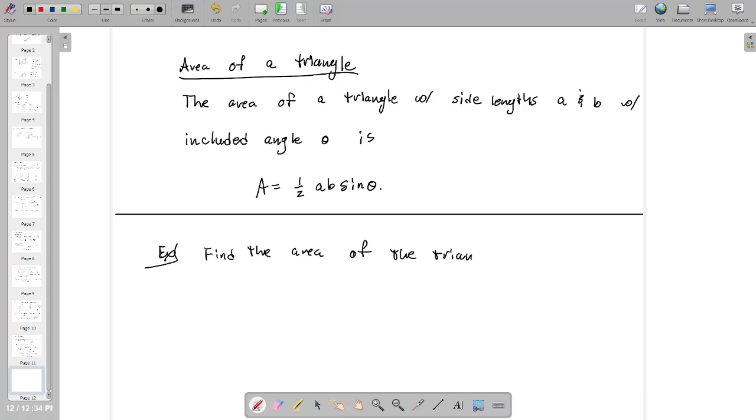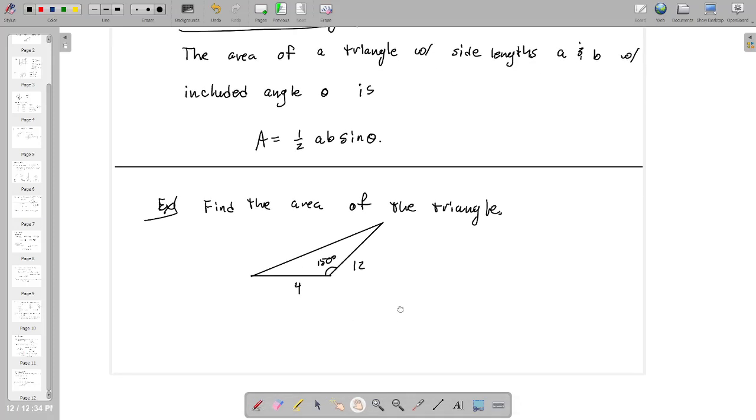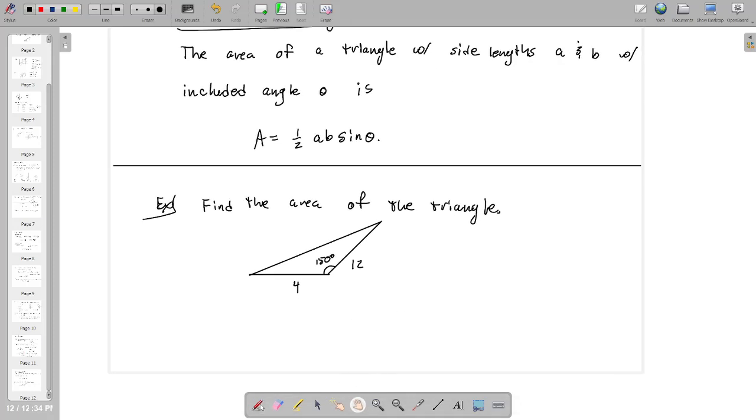Find the area of the triangle. Suppose this is our triangle: 4, 12, 150 degrees. You should go ahead and try this one on your own because this is basically just plug and chug. What I'm going to do is call this side A and this side B, and we can see that the angle between them is 150 degrees. That means the included angle is 150 degrees, which is what we need. So we have side length A, side length B, and the included angle. So we just use this formula.